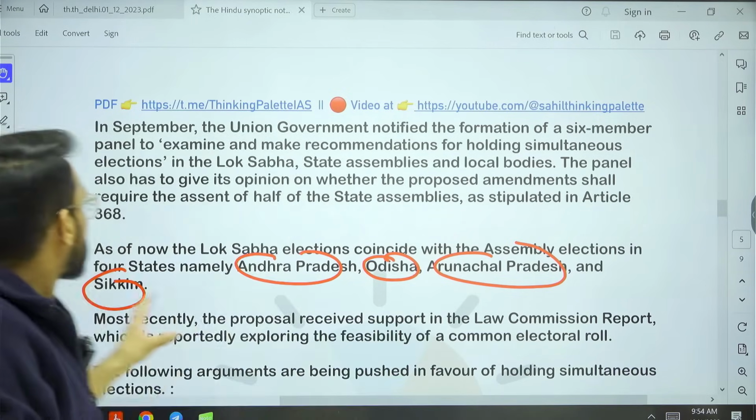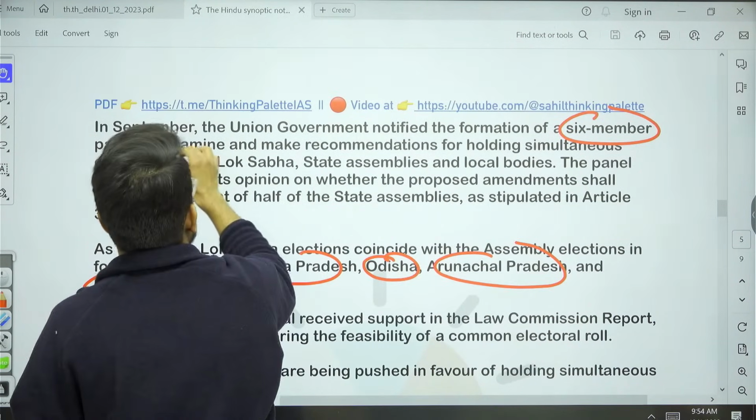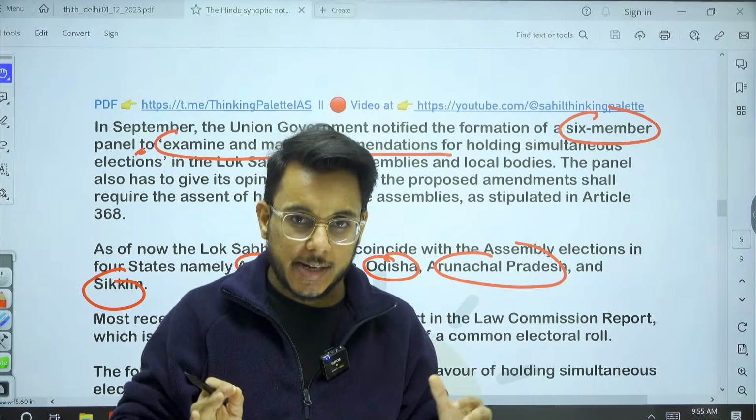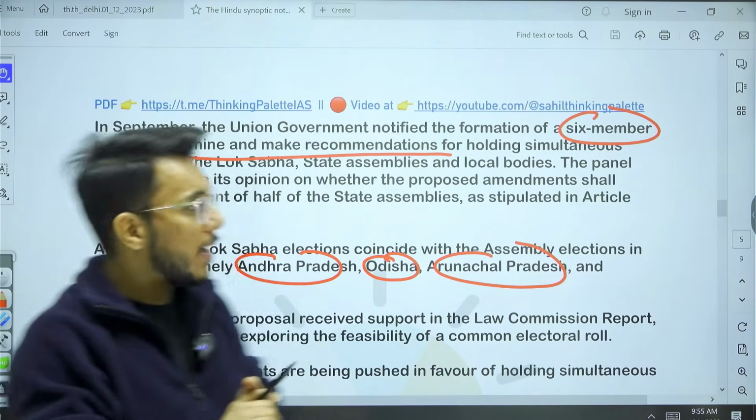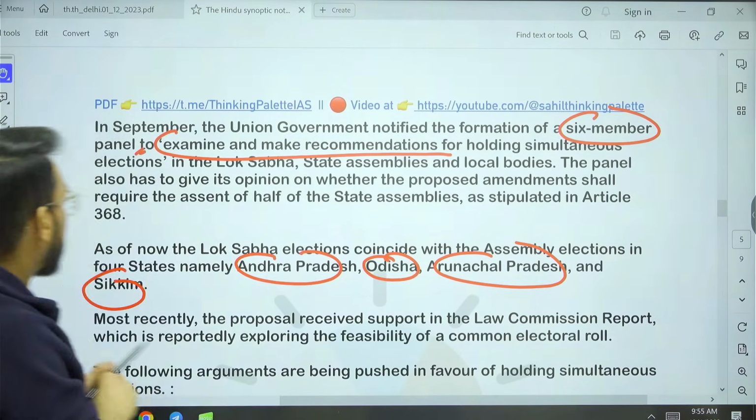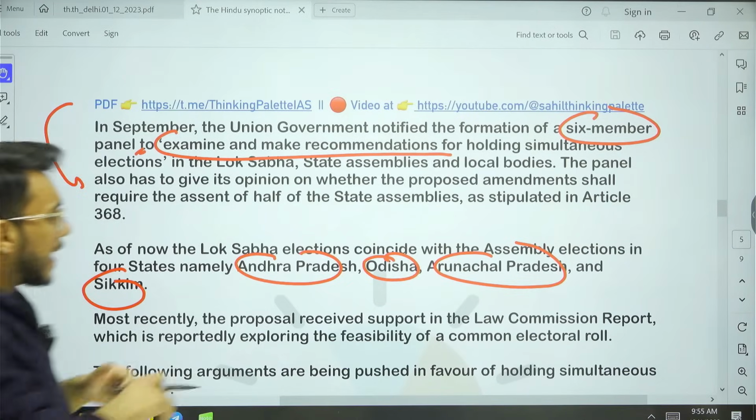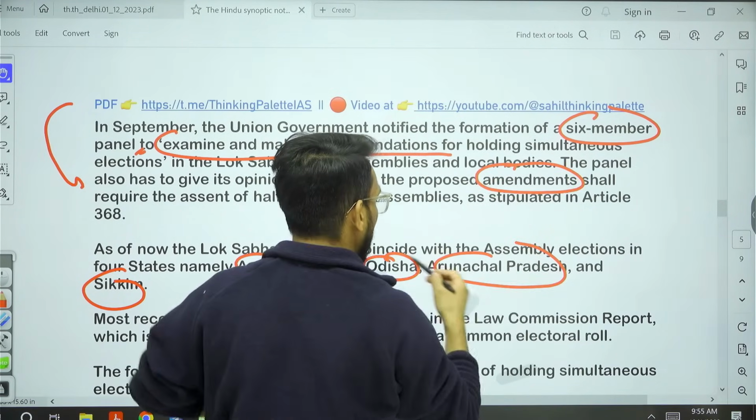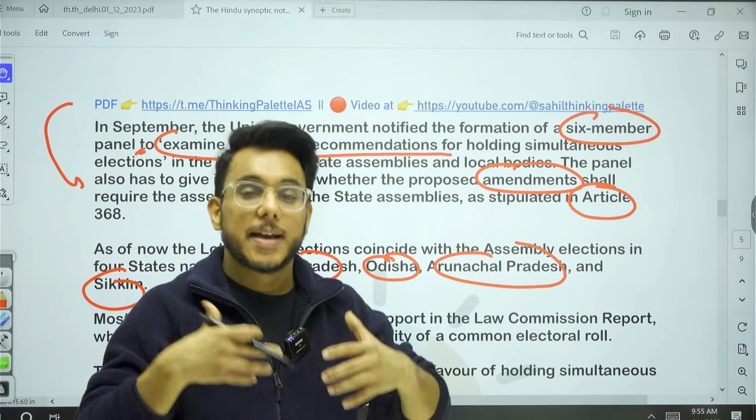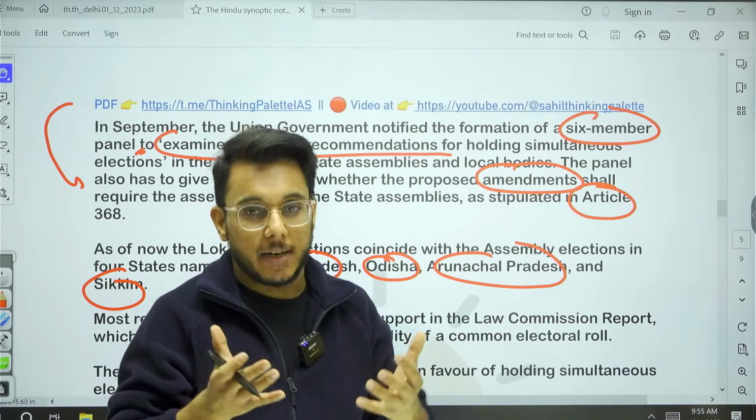Now, first of all, what has happened recently: the Union government has notified a 6-member panel to examine and recommend how feasible it is to hold simultaneous elections in India. Will it help or will it not help? So under the chairmanship of former president Mr. Ramnath Kovind, this committee has been constituted. Also, it will see what amendments are to be brought and what is the scope of Article 368. Article 368 talks about amendment. Now there are multiple types of amendments. So which type of amendment will be needed to bring this particular change?